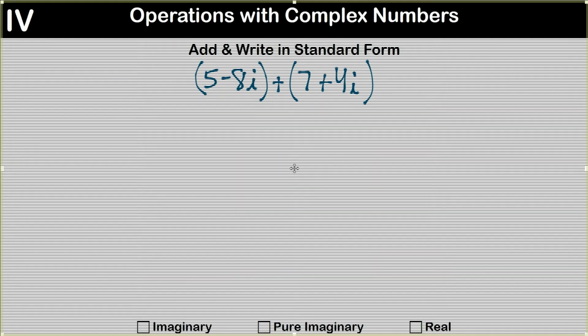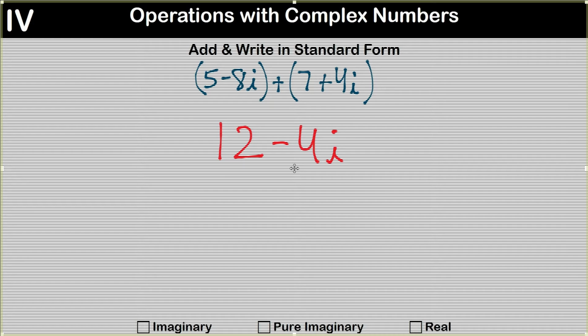To add imaginary numbers, you just add the like terms. The like terms are the real number parts, 5 and 7, and the other pair of like terms are the pure imaginary number parts, negative 8i and positive 4i. So if we combine this and that, we'll have the sum of these two imaginary numbers.